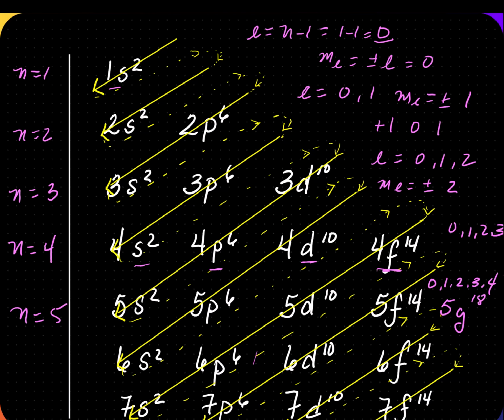So if we move on to 6, we're going to have 6g18. But since it's 6, we're going to also have a 5. 5 will be represented by H, so that's 6h. The number of orbitals is plus or minus 5, so it's going to be 11. So there's going to be 22 electrons. And same goes for 7.